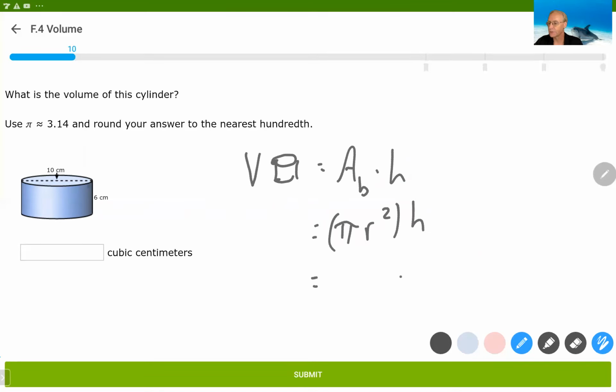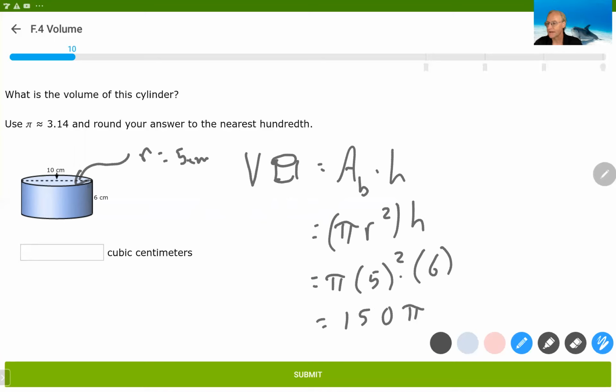In this case, we're looking at a radius of 5 centimeters. Notice that they gave me the diameter instead of the radius. The radius is 5 centimeters. So I've got pi times 5 squared times the height, which is 6 centimeters. And this is 25 times 6, which is 150 pi. Now that's an exact answer, but it says to round your answer to the nearest hundredth. So we have to multiply 150 times pi.